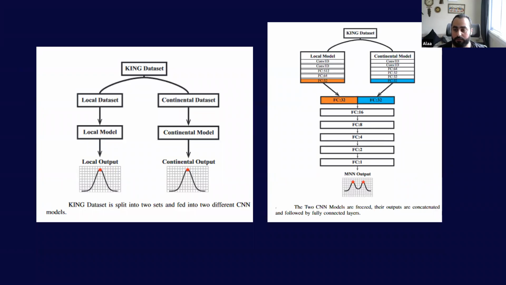This is an example of how the multimodal model looks. The dataset was again divided into a local dataset and a remote dataset, and then there was a local output and another output that would be fed later into another layer to be concatenated in order to come up with the multimodal output. So the two different CNN models were frozen after they were trained, and then the outputs were concatenated in order to create that multimodal approach.